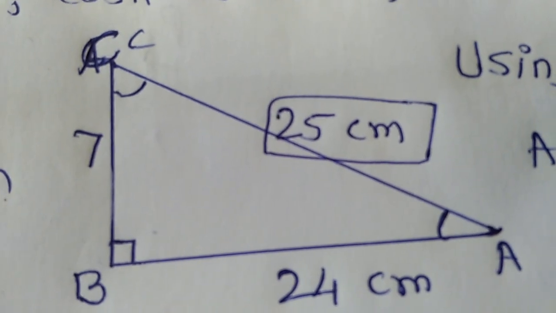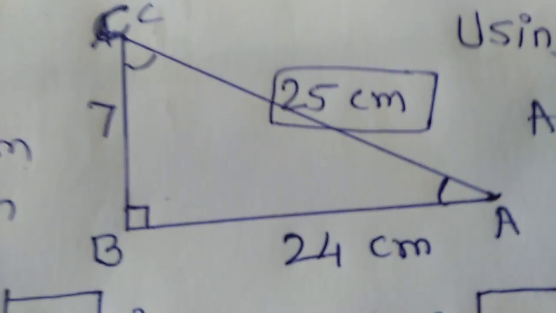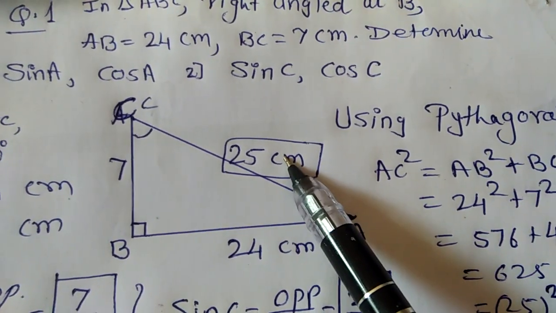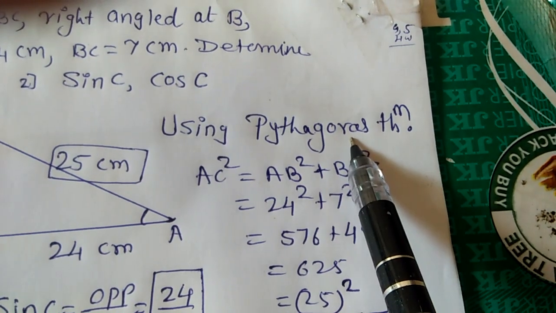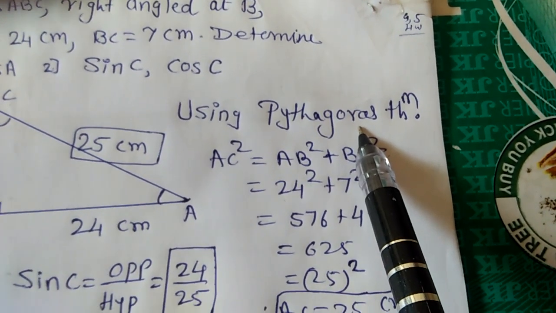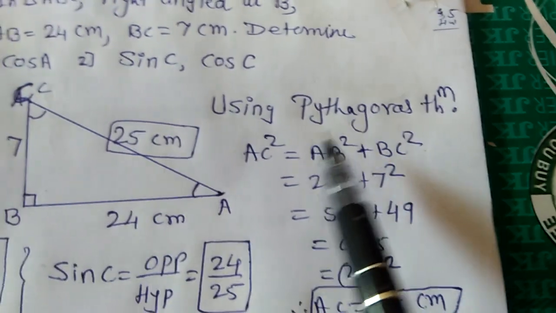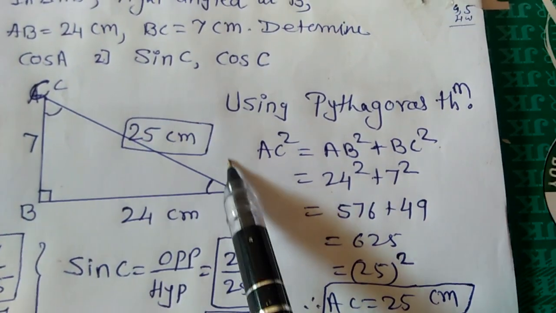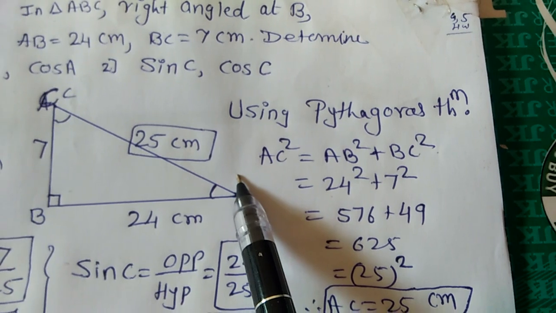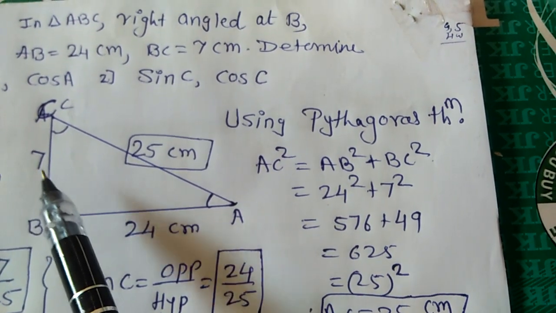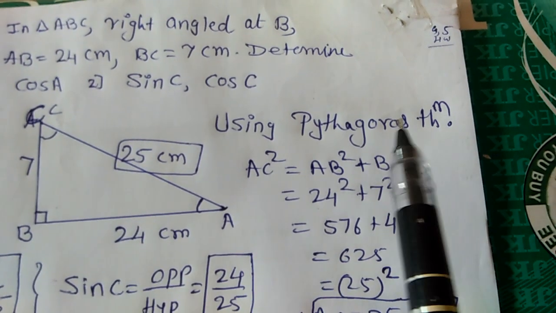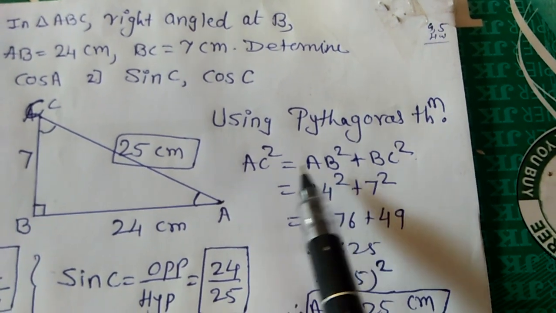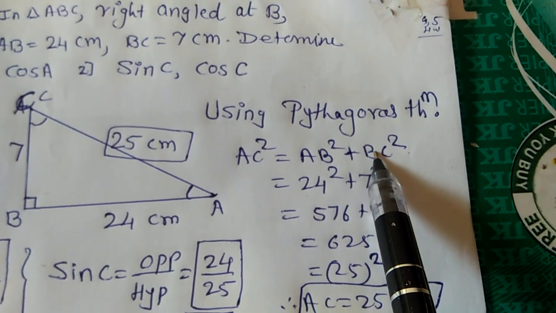Now only two side lengths are given. AC is unknown. We don't know what AC is. Then we have to find this AC using the Pythagoras theorem, which you learned in the previous classes. What the Pythagoras theorem says is that the hypotenuse square is equal to the sum of the squares of the two sides, BC square plus AB square. Therefore, Pythagoras theorem tells us AC square is equal to AB square plus BC square.